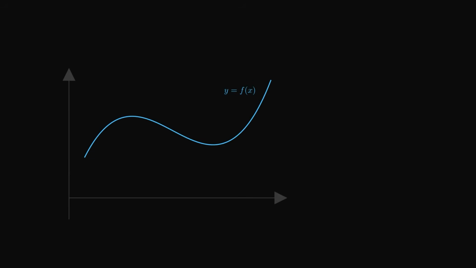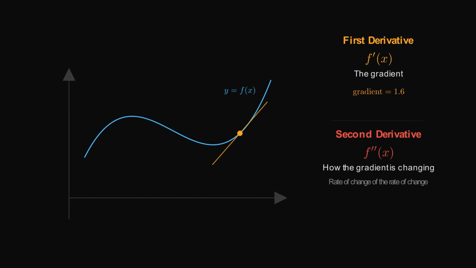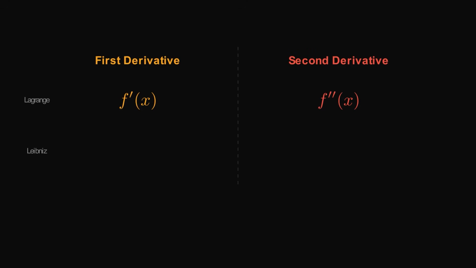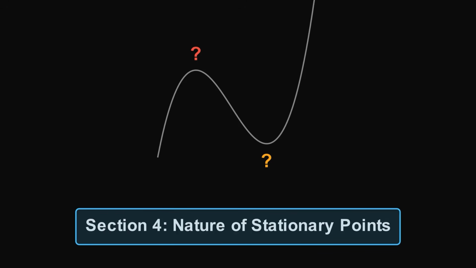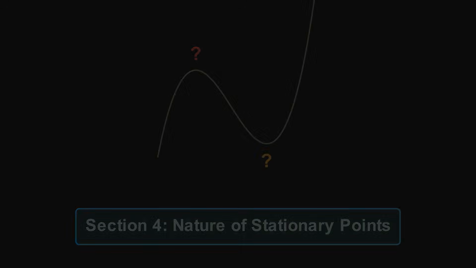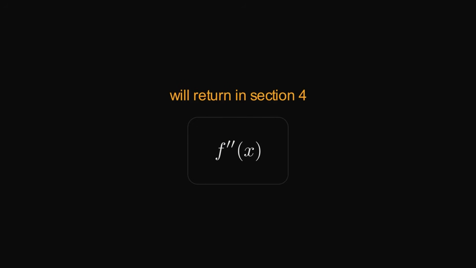Now, if the first derivative tells you the gradient, the second derivative tells you how the gradient itself is changing. So in other words, it's the rate of change of the rate of change. We'll use this in section 4 to determine the nature of stationary points. So don't just forget about it. Keep it in your back pocket for now, because we'll come back to it later.